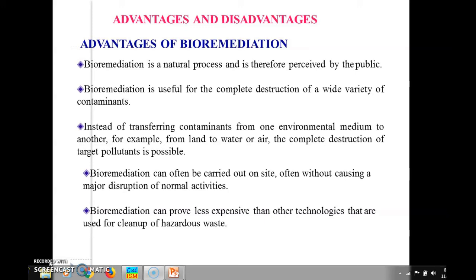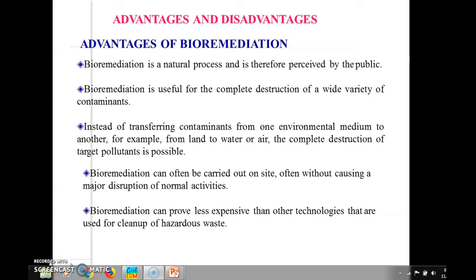Coming to advantages and disadvantages of bioremediation. Bioremediation is a natural process and is therefore perceived well by the public. Bioremediation is useful for a complete destruction of a wide variety of contaminants. Instead of transferring contaminant from one environmental medium to another, for example from land to water or air, the complete destruction of target pollutant is possible by bioremediation.